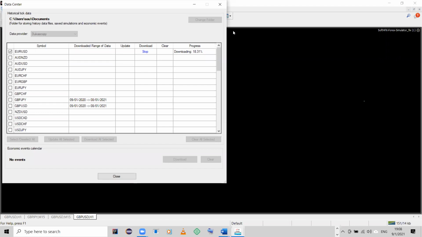Well, as I have been saying, this software is a backtesting software for MT4. If you don't know what backtesting is, there is going to be a video that I'm going to make and upload on my YouTube.